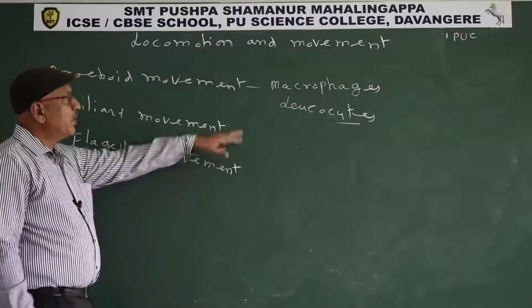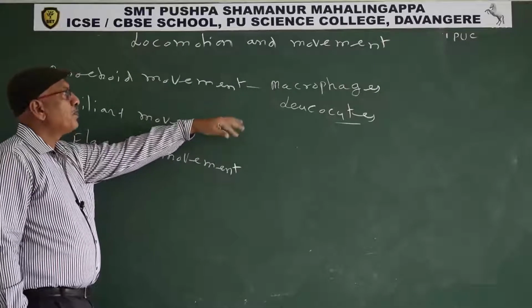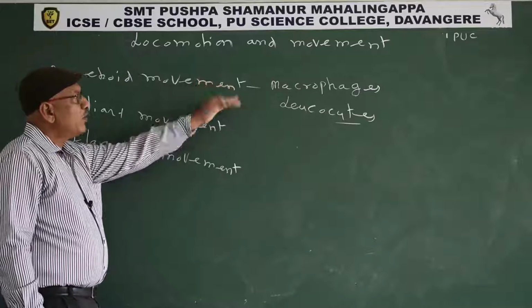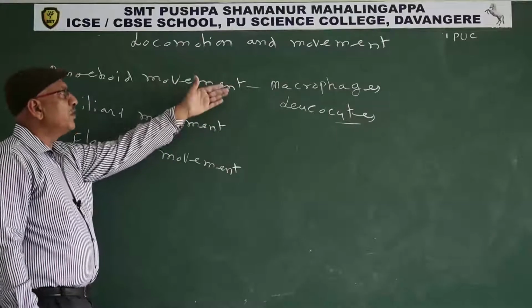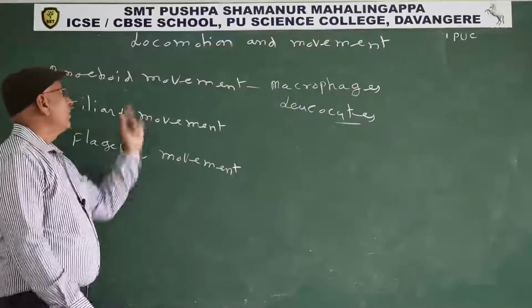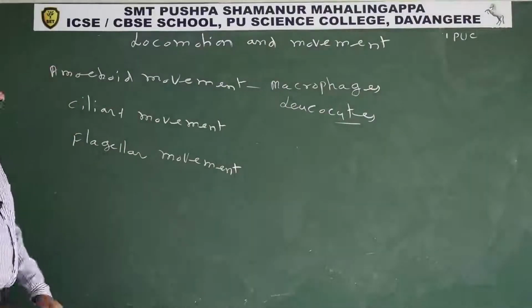So in our body, macrophages and leukocytes, meaning white blood corpuscles. Macrophages, monocytes present in the connective tissue, are also one type of leukocytes. They perform amoeboid movement.